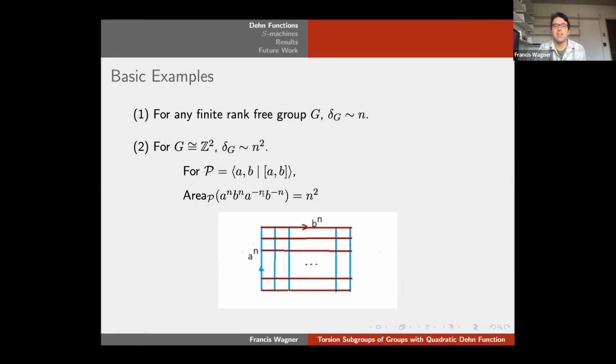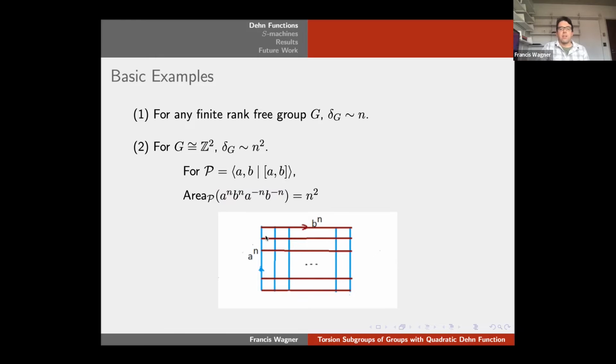So you'd get exactly this word, and you would use how many factors? One for each one of these squares. So that would be n squared of that. Okay, so that shows us that that's one product decomposition. So that shows us that the area of this word is at most n squared.